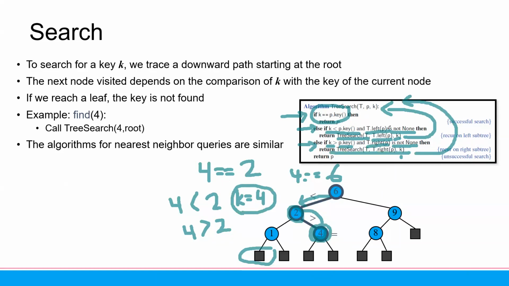Now we will check this one. The position is here. So 4 equals the P dot key, which is 4. Yes, it is true. Then we will return the P. The P is the node. Then return P.